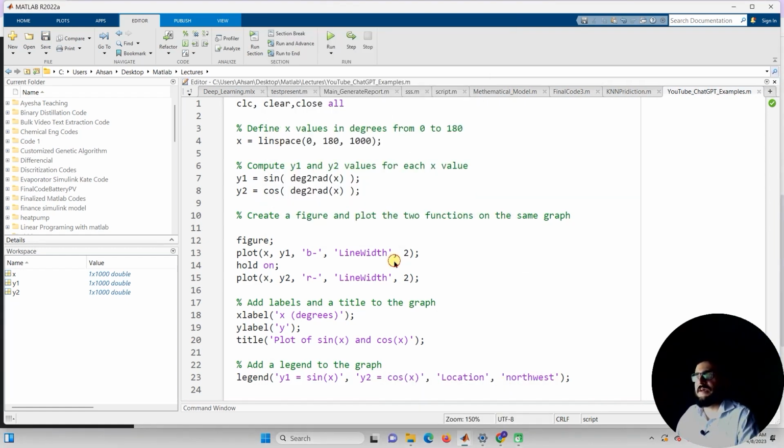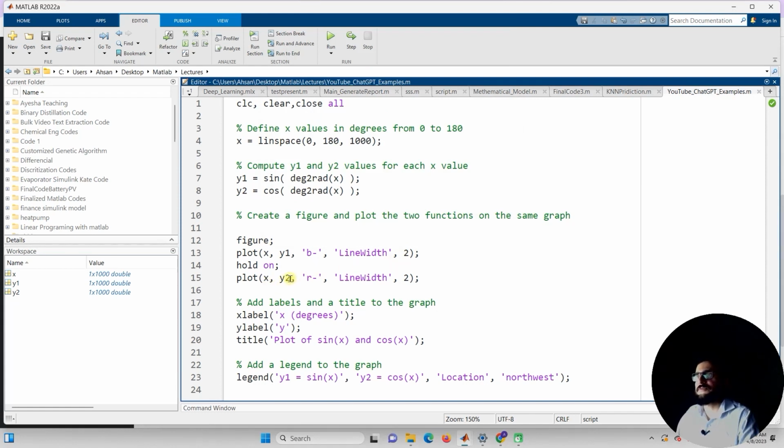Then we have the same plot for y2, a plot between x and y2. R represents a red line and line width is equal to 2. This command here, hold on, is used when we want to plot another thing on the same plot.